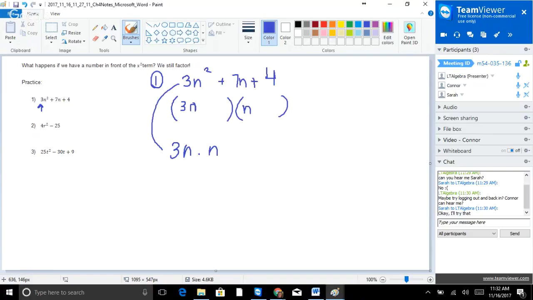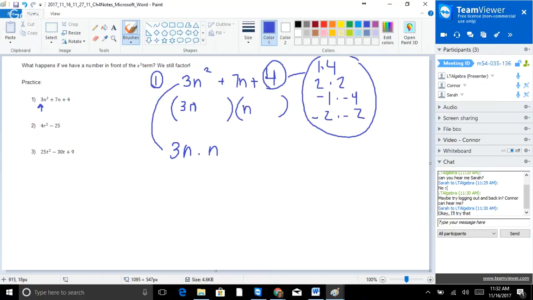All right, and then our last term is 4, and it's positive 4. So the ways that we can make it: we can do 1 times 4. We can do 2 times 2. We can do negative 1 times negative 4. And we can do negative 2 times negative 2. Now, you don't have to write this whole thought process out every time, but I just want to be specific about how I'm thinking through which terms to use, if that makes sense.